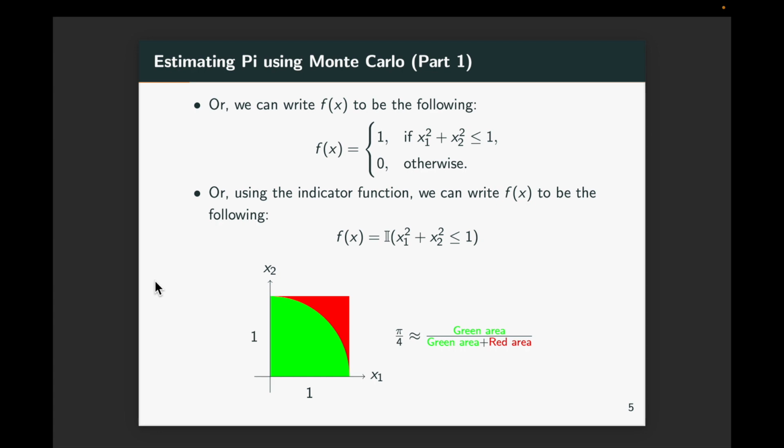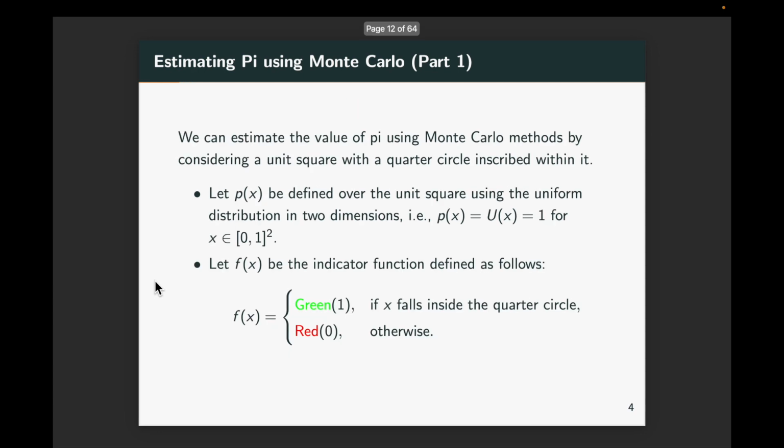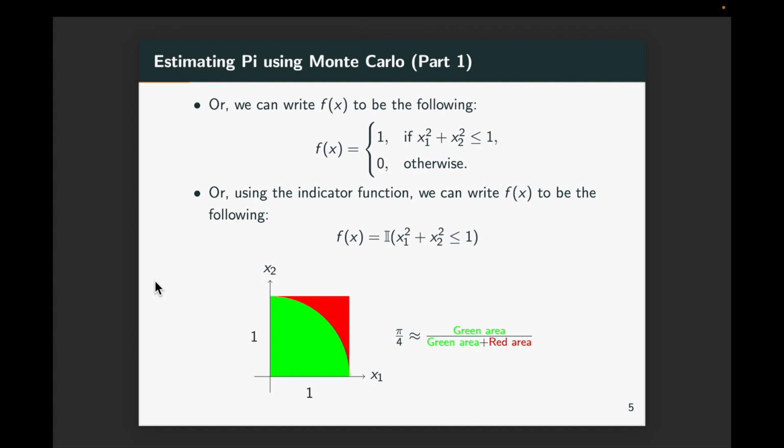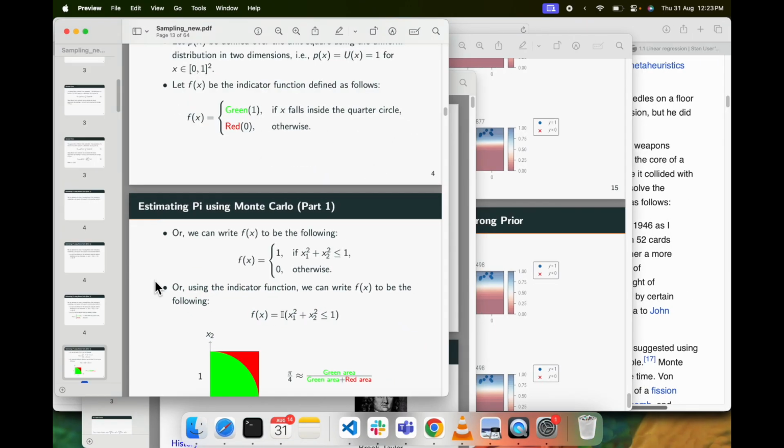3 different ways of solving the same thing. One was just using simple color notation. Second is just putting it mathematically. And third is making it a more succinct function using the indicator function. That is it for the Monte Carlo method for estimating pi. It's not a very sophisticated algorithm. And I think this becomes interesting once we start coding it up.